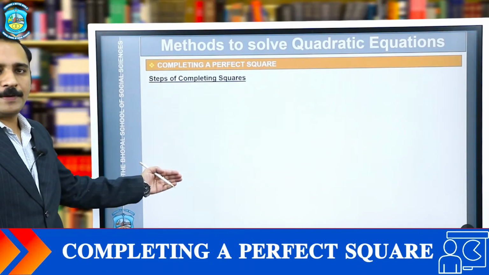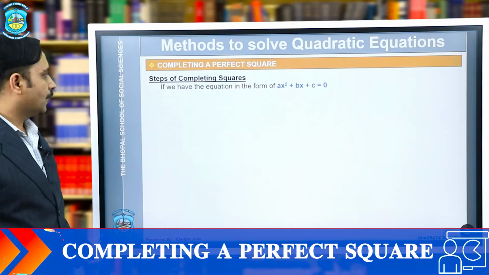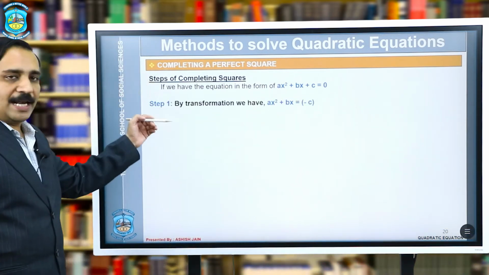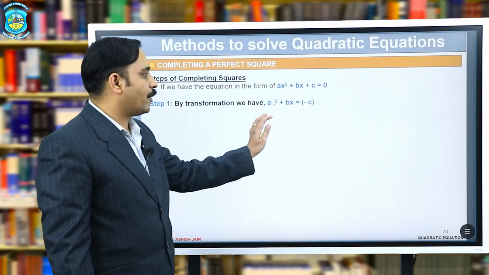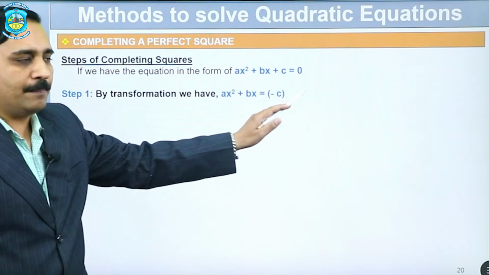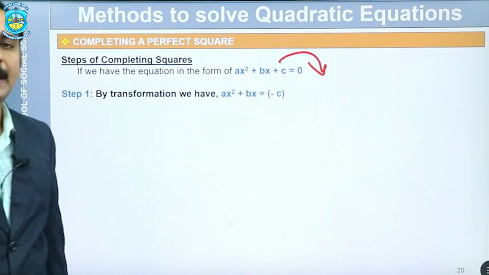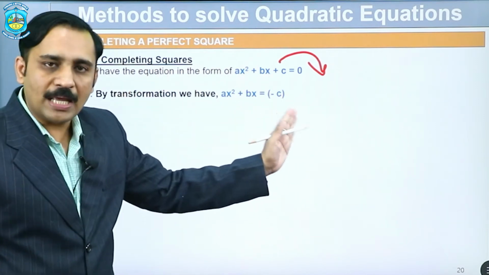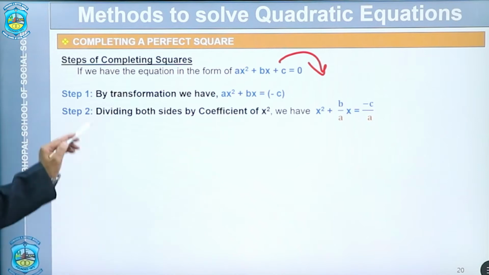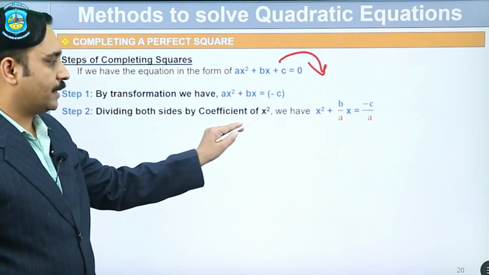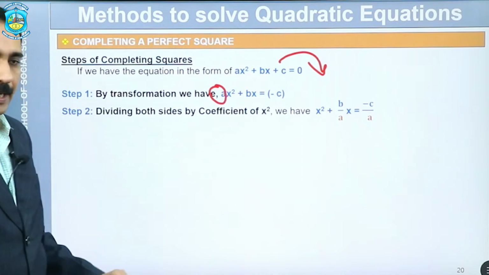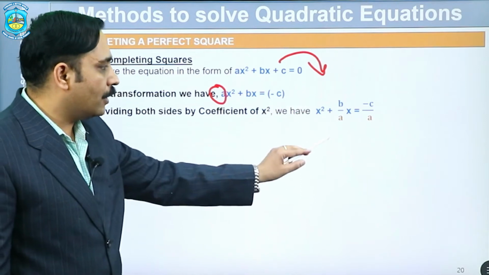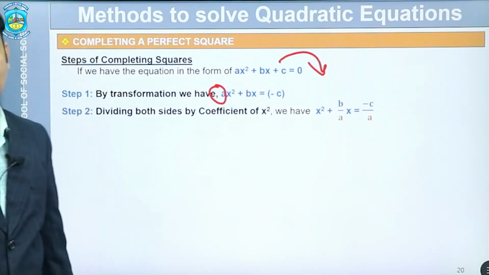Now, these are the steps of completing perfect square method. If we have the equation of the form ax square plus bx plus c is equal to 0, by transformation, we can write it as ax square plus bx is equal to minus of c. That means we have taken this plus c to this side, it becomes minus of c. We are just separating the terms having the x value from the terms not having the x value. Now what we'll do, we will divide both the sides by the coefficient of x square. Here the coefficient of x square is a. So we will divide both the sides by a. So we have x square plus b upon a x is equal to minus of c upon a.